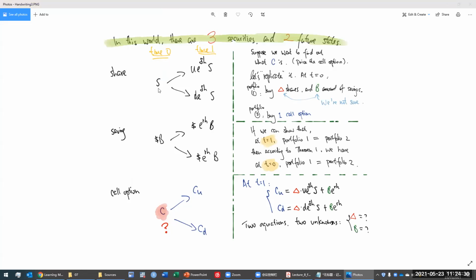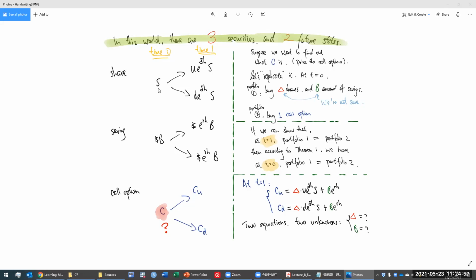Because this is actually not what's in your lecture note, I will quickly talk about it, even though that's my personal preference. So what's going on over here is that, again, we assume share price goes up and down, right? And if you have a saving account, going up and down doesn't matter, right? And the call option goes up and down, CU and CD, which is determined by what SU and SD are. And that's what we're trying to find out.